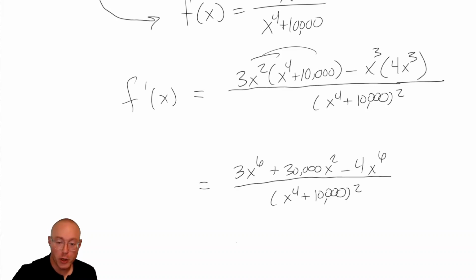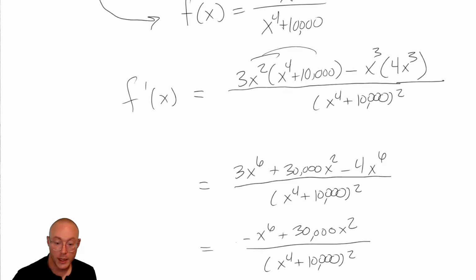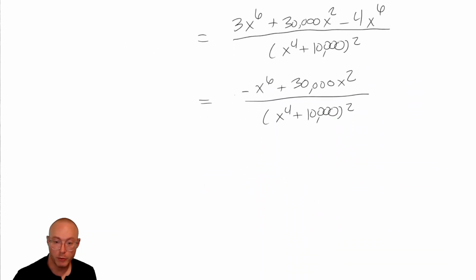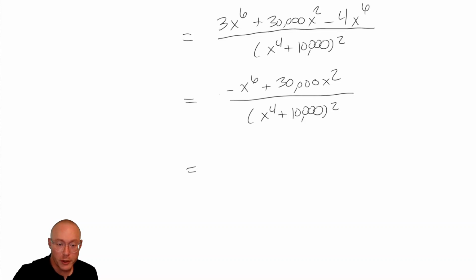And in the numerator, we're going to see that we have some like terms. We've got 3x to the sixth minus 4x to the sixth. That'll give us negative 1x to the sixth plus 30,000 x squared. Again, we're over the same thing as before. Then if we go to the numerator here and factor out, let's say negative x squared, we're going to be left with x to the fourth minus 30,000.